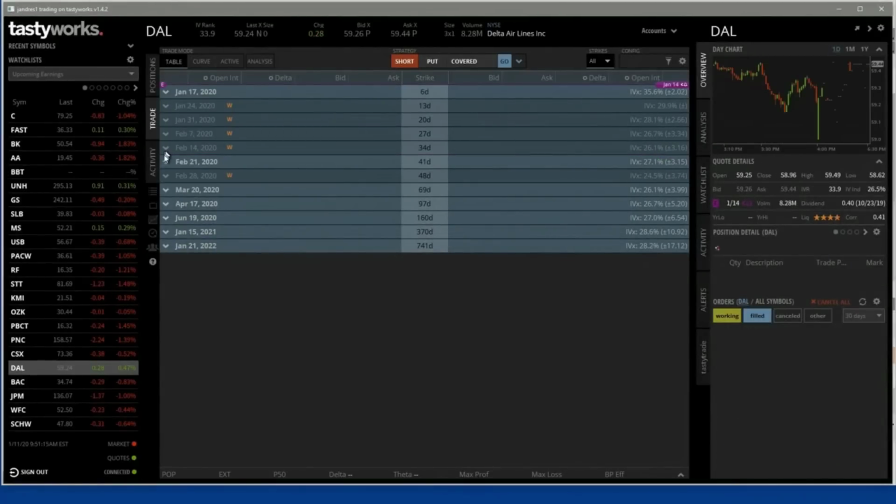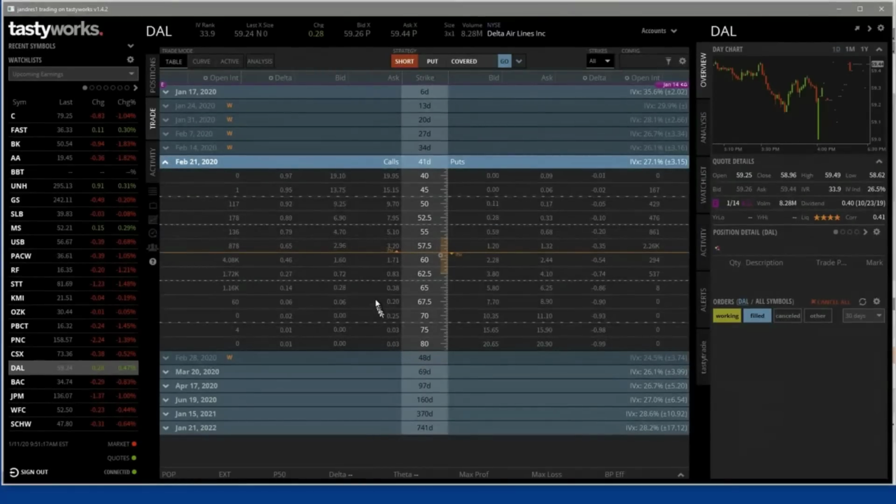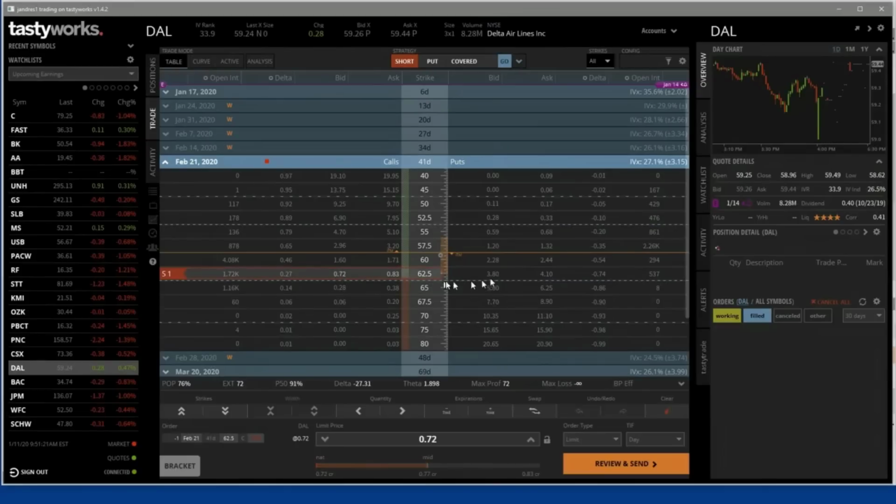Let's go to that. What was it? DAL, Delta. This isn't the best example, but I would put that in, and they're $1.40 mid, and I'd hit review and send, and then it comes up working. If I don't get filled, I just change it and go to replace the trade. So if that helps, I say, yeah, it looks like you understand that.